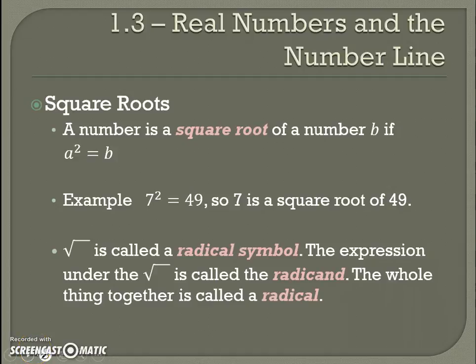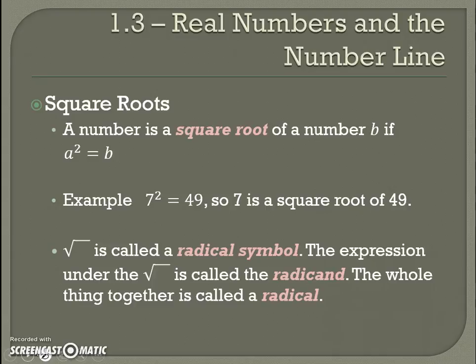Alright guys, so we're moving on to our next section where we're talking about real numbers and the number line. So you'll want to pause and copy down these vocab words. First one is a square root. A number a is a square root of a number b if a squared equals b.